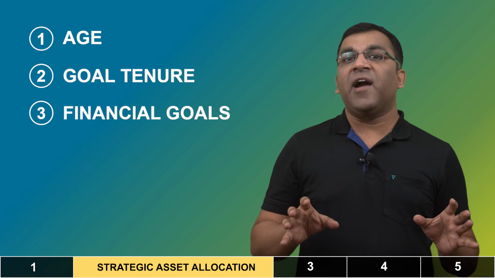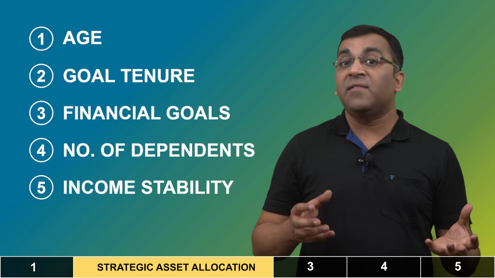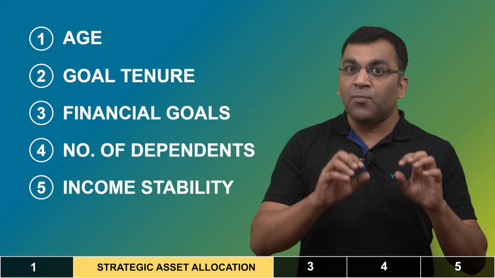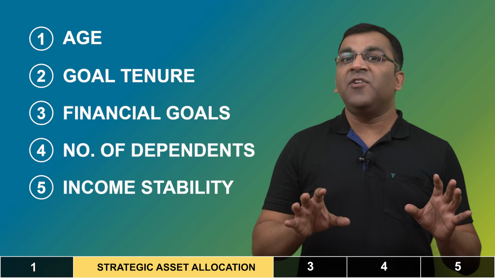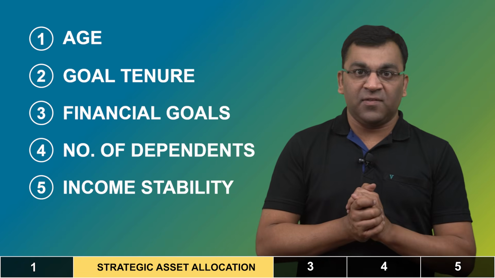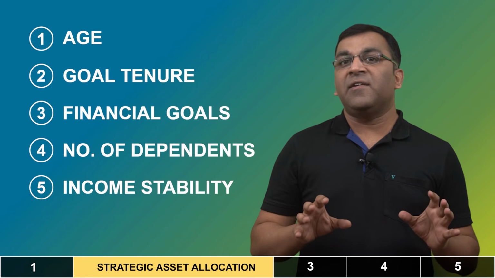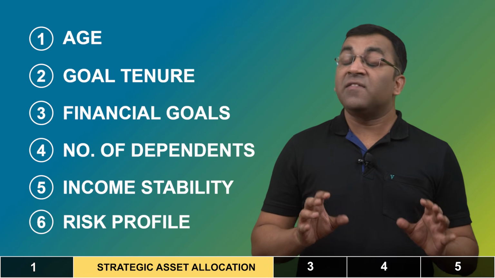The fourth and fifth factors revolve around the number of dependents and the income stability. And the more dependents one has, or if the income is inconsistent, the more difficult it is in terms of the planning process. The sixth and final factor in strategic asset allocation is the risk profile.